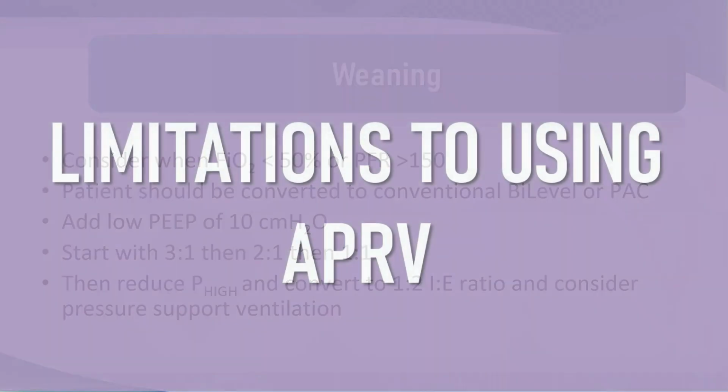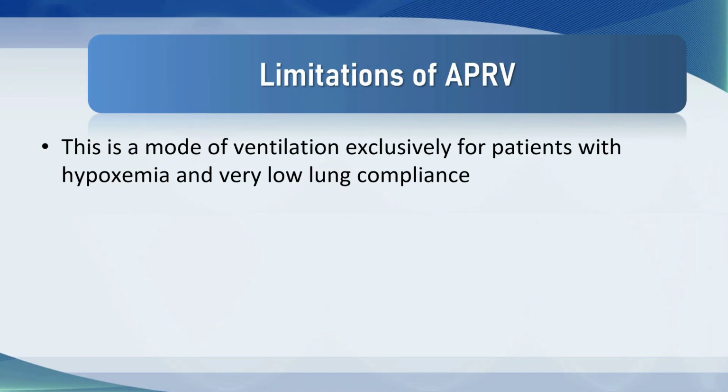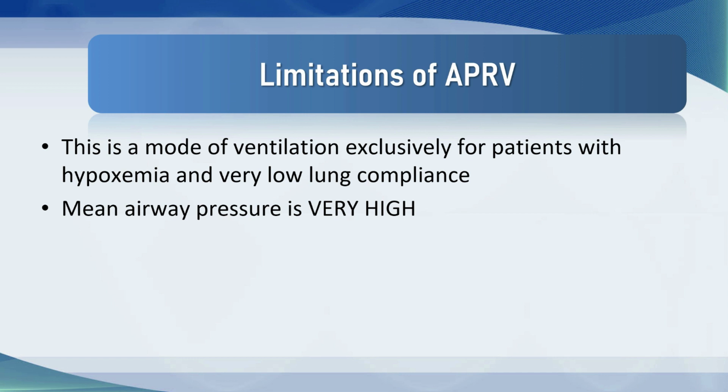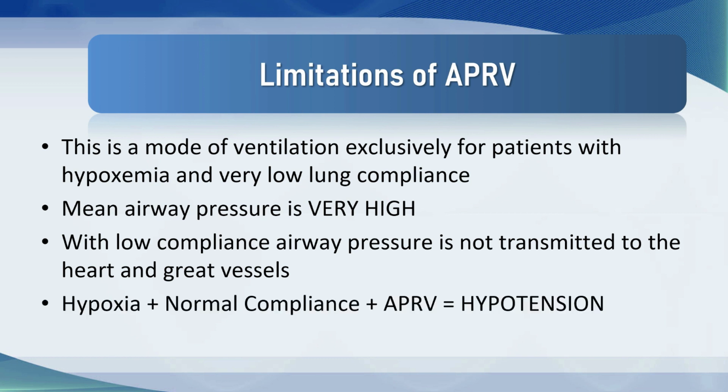What about the limitations of using airway pressure release ventilation? In my view, this is a mode of ventilation exclusively for patients with hypoxemia and very low lung compliance. The mean airway pressure is very, very high. With low compliance, airway pressures are not transmitted to the heart and great vessels, but a combination of hypoxia and normal compliance and airway pressure release ventilation equals hypotension.